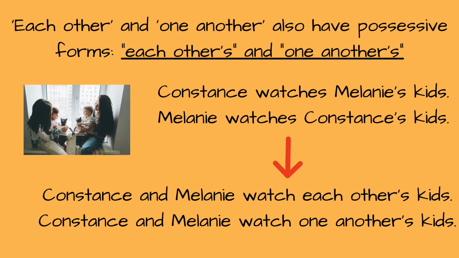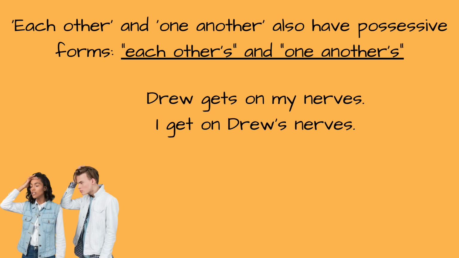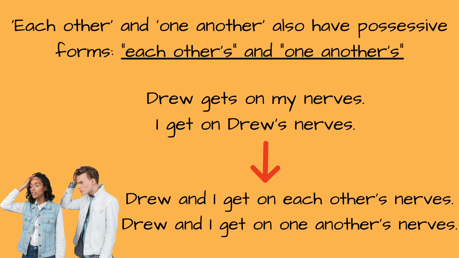Okay? Another example of the possessive form. Drew gets on my nerves. To get on someone's nerves means to annoy that person. Okay? So Drew gets on my nerves, and I get on Drew's nerves. We could put each other and one another in a possessive form and say that Drew and I get on each other's nerves. Each other's has that apostrophe S, which makes it possessive. Could also say Drew and I get on one another's nerves, right? So another has an apostrophe S on the end, making it possessive.